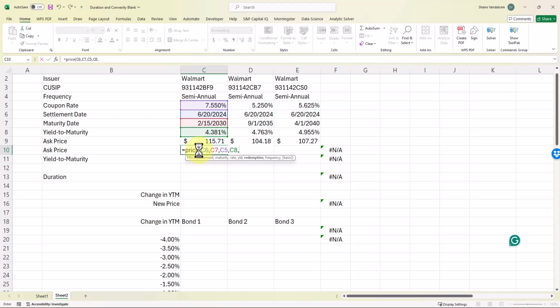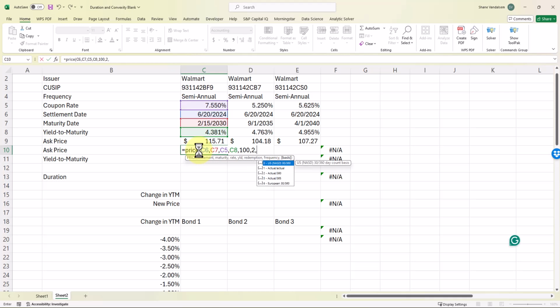Redemption, that's the value we would receive at maturity based on the quote method of the bond. So it's $100. Our frequency, these are all corporate bonds in the United States. They have a semi-annual frequency. In other words, you would get a coupon twice per year. So I'm going to put 2 there.